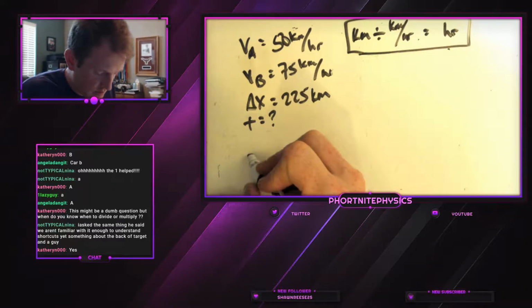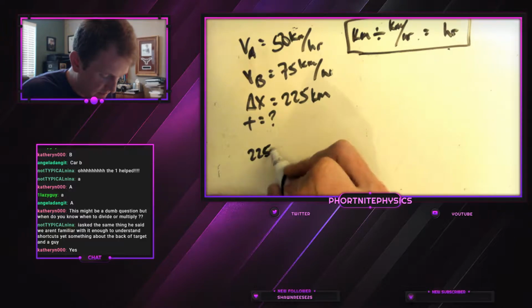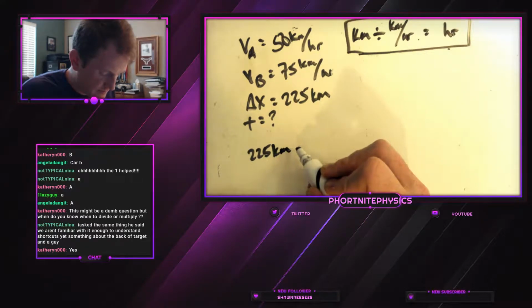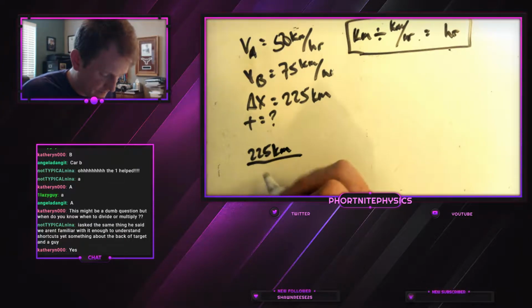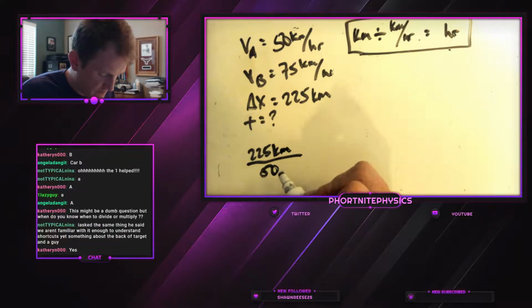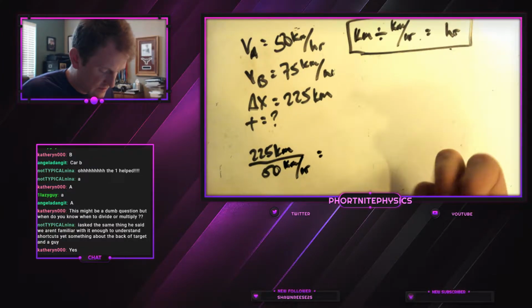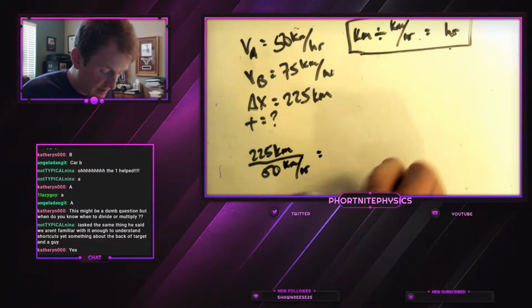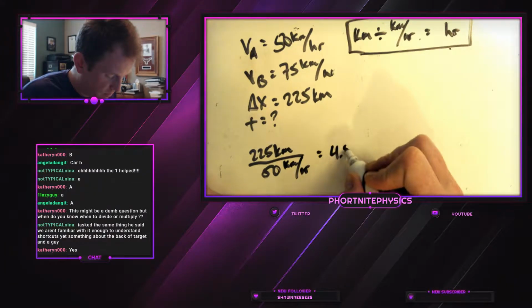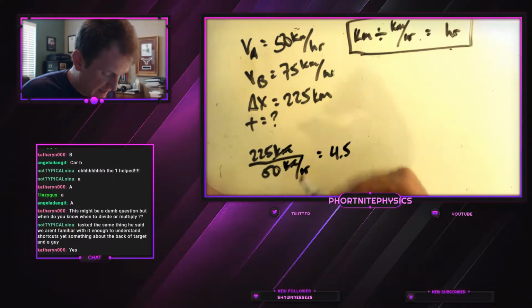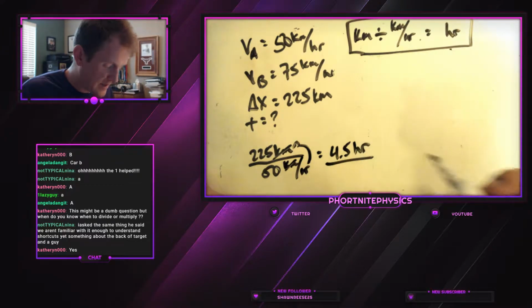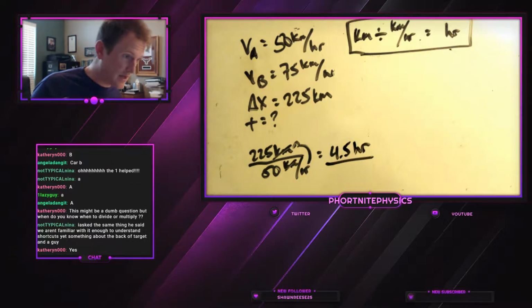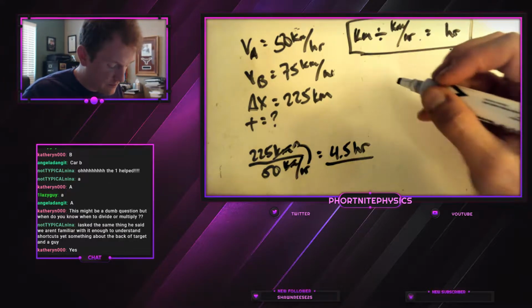Okay. So we have 225 kilometers divided by 50 kilometers per hour. And that gives us, 225 divided by 50 is 4.5. That K and that K cancel out, and this moves up here, so 4.5 hours. That's our time for the 50 kilometers per hour.